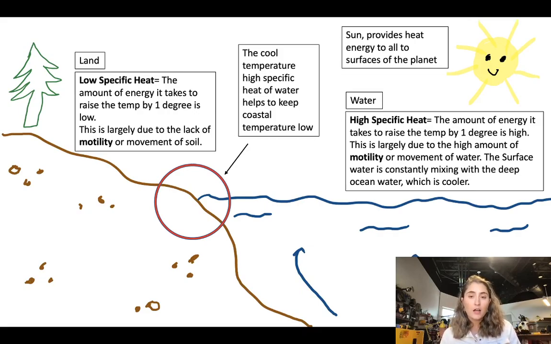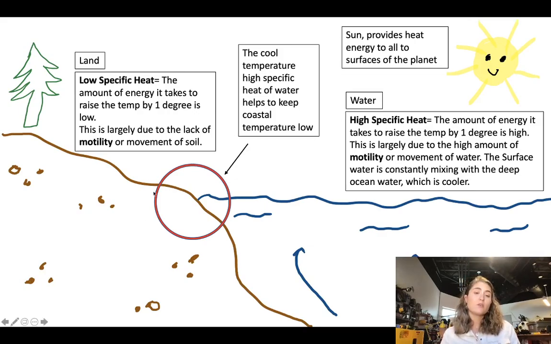Whereas water has a really high specific heat capacity. So the amount of energy it takes to raise the temperature by 1 degree is high. This is largely due to the motility of water. Surface water is constantly mixing with deep ocean water, which tends to be much cooler than surface water. So the relative temperature of the ocean tends to be much cooler because it's constantly moving, and it requires much more energy to heat up. As a result, land tends to be warmer, water tends to be cooler.